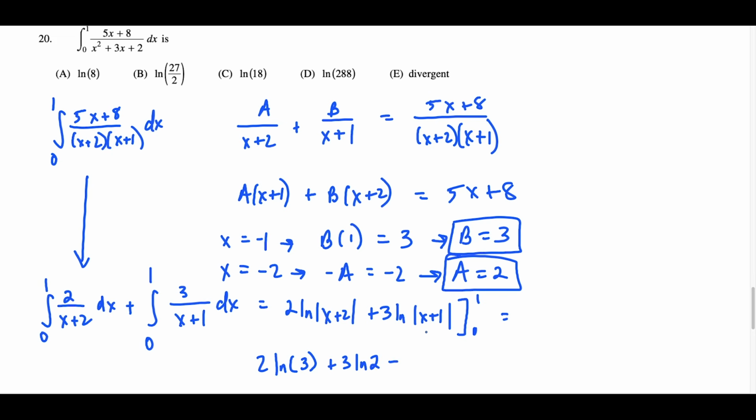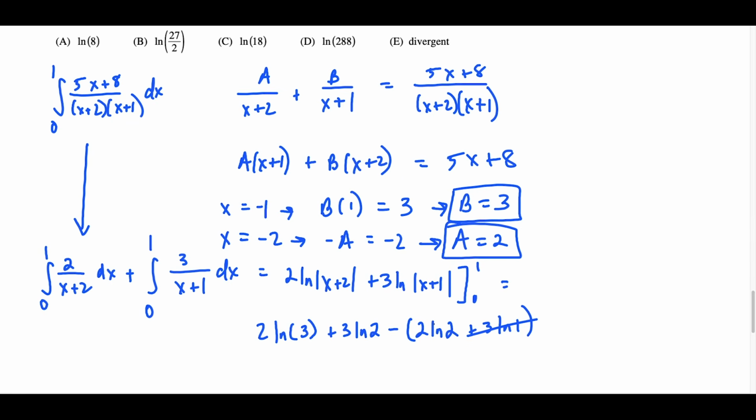And now we have minus, and we're plugging in 0. So we have 2 natural log of 0 plus 2, which is 2, so I have 2 natural log 2. And then for this part, I have 3 natural log of 0 plus 1, which is 1, and natural log of 1 is 0. So I get one thing to cancel out here. And then to close this out, what do we have? We have 2 natural log 3. But now I have 3 natural log 2 minus 2 natural log 2s, which is just natural log 2.